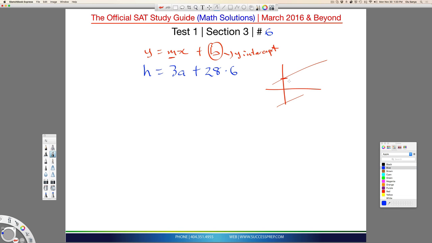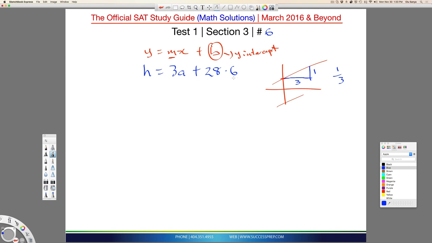So if I looked at this line and said it will rise by 1 every time it runs by, say, 3, then the slope will just be 1 over 3, because it's the rise over the run. So that's what the slope is, and this is what it's doing every time.